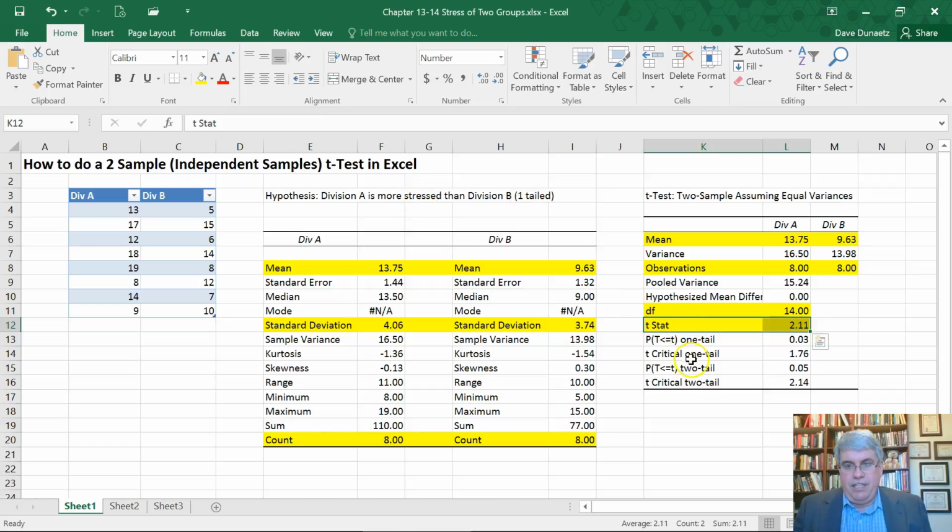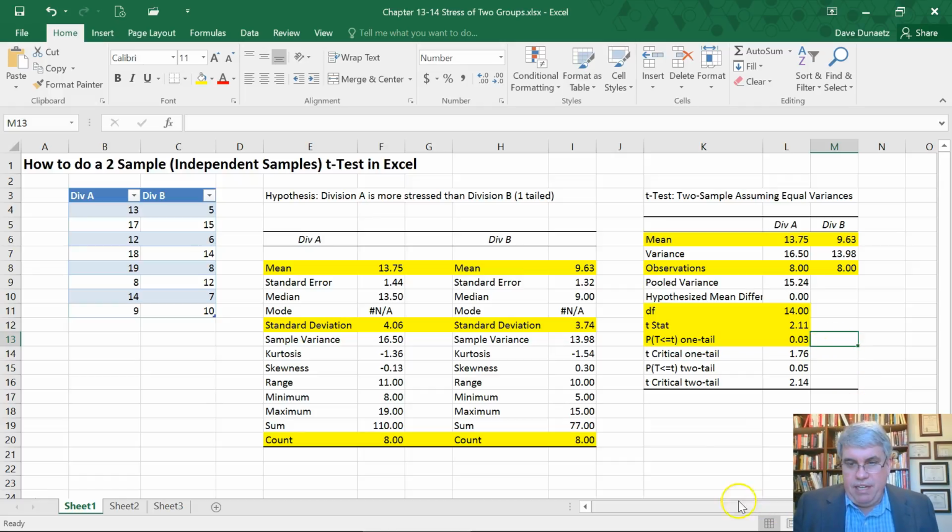So this is a one-tailed test. So we're going to look at the p for the one-tailed. We've got the two-tailed down there too, but we only want the one-tailed one. And so p equals 0.03, so it's significant. That's what's important, that we found evidence that it's significant. It also gives you the critical value. We needed to get a t that was greater than 1.76, and we did. We got a 2.11.